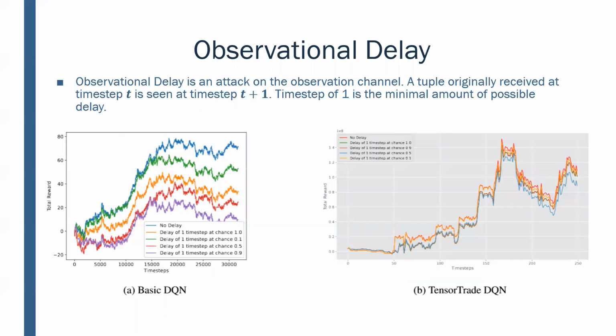So we implemented one type of attack, which is called an observational delay attack. This kind of attack is an attack on the observation channel. It is when we delay an observation at time t to be seen at a future time step t+1. We decided to use a delay of 1 time step because it is the minimum amount of delay. We want to test the minimum amount of observational delay, perturbation, or interference possible to estimate the minimum impact of what could happen to the agent.